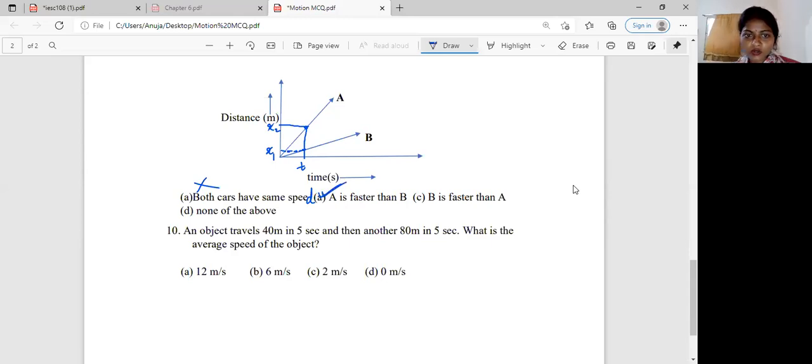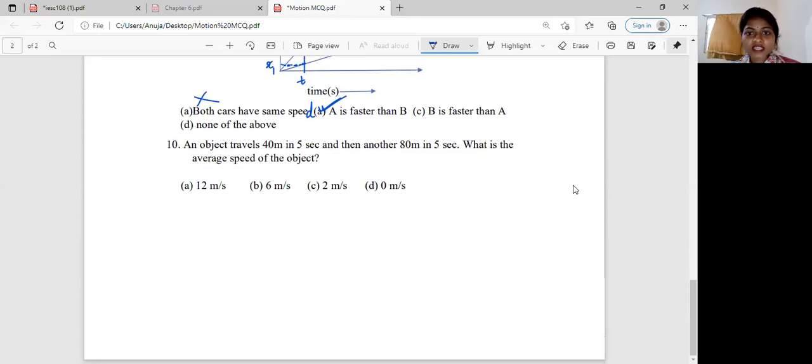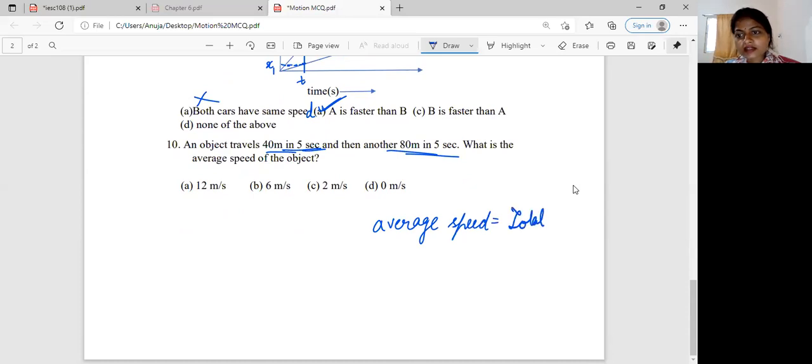Okay, next: an object travels 40 meters in 5 seconds and then another 80 meters in 5 seconds. What is the average speed of the object? So here we are provided with two distances and two intervals of time, so we can find out the average speed. The formula for average speed is total distance covered divided by total time taken.